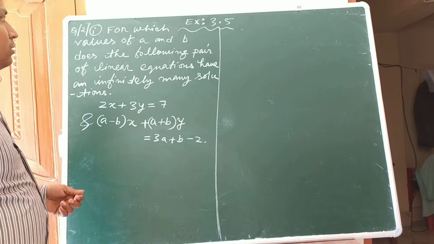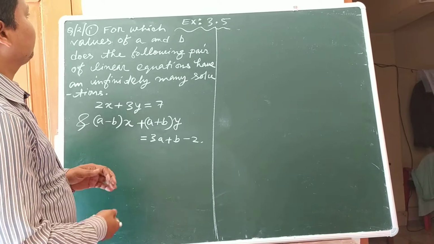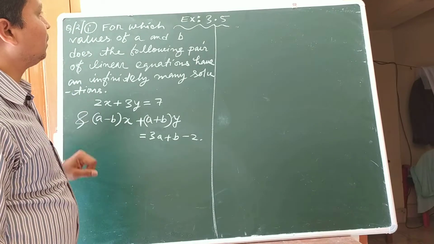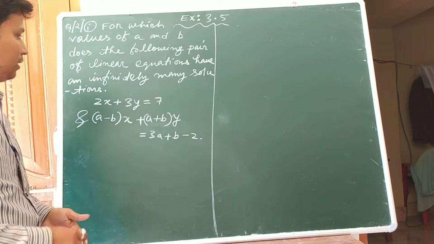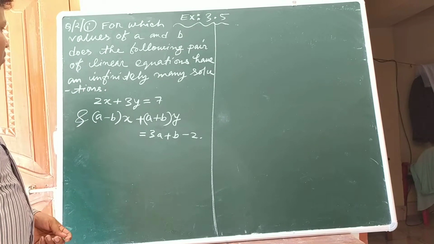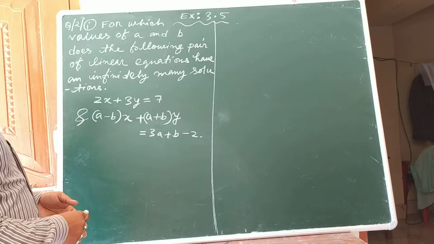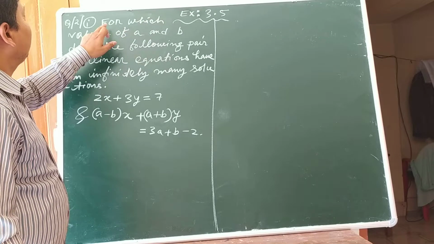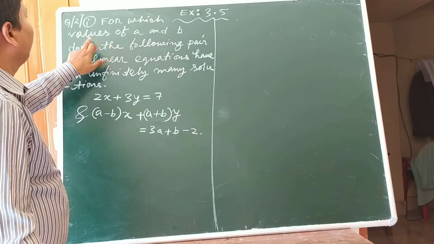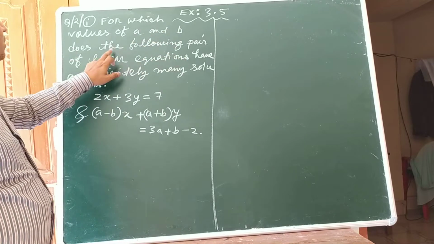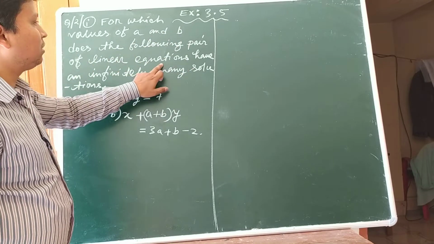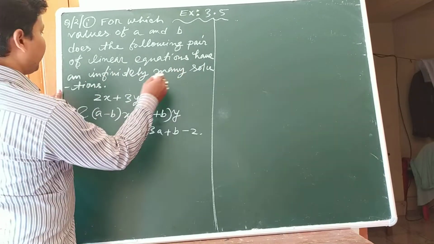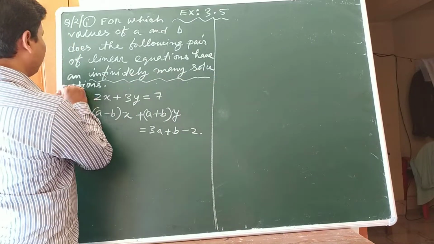So dear students, today we are going to solve problem question number 2-1 from exercise 3.5, where we have to apply the cross multiplication method. First of all, we need to see the question: for which values of a and b does the following pair of linear equations have infinitely many solutions? So there it is written: infinitely many solutions.